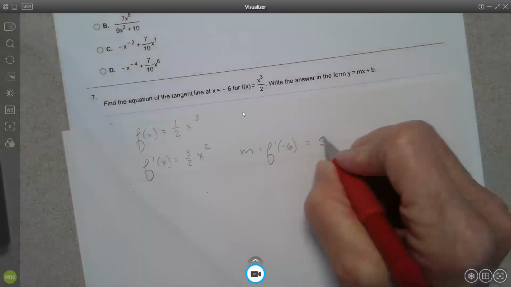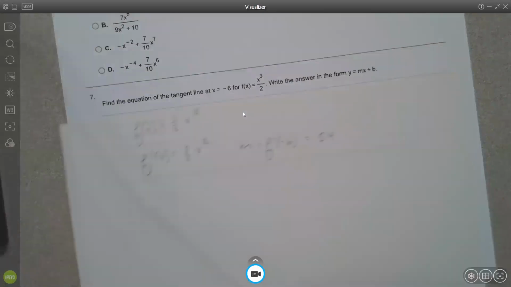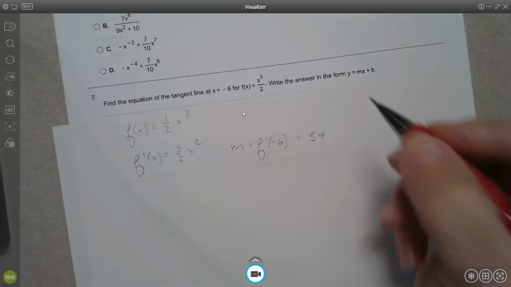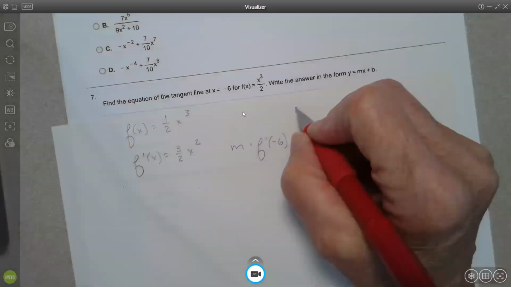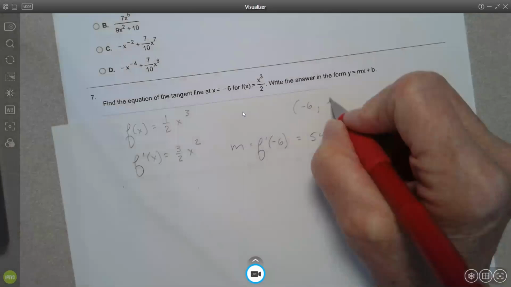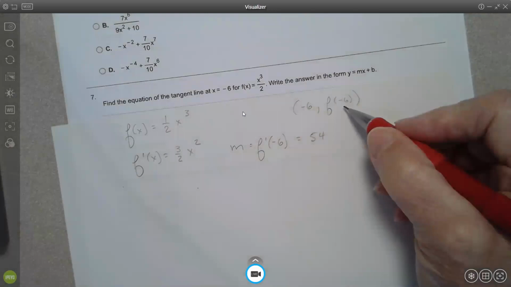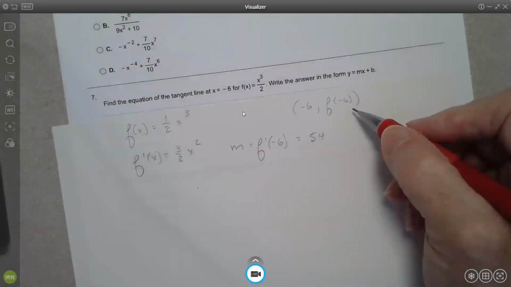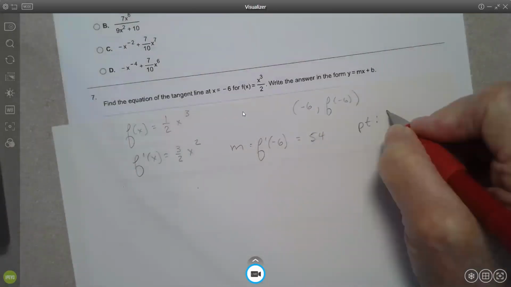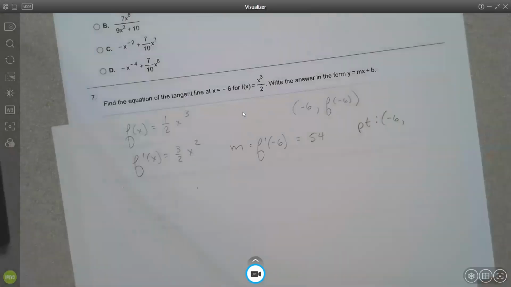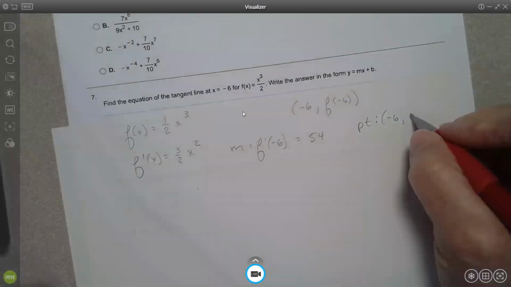Now remember, I need my point. For me to get my point, I've got -6. And all I'm writing this down for is to tell you where I have to go. I've got to go back to the original. So my point, so x to the third, I got -108.